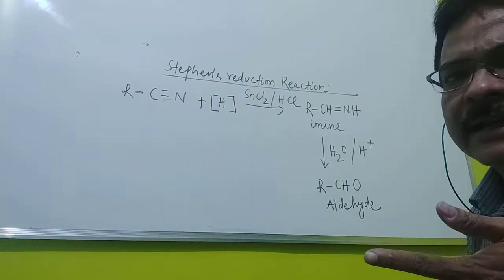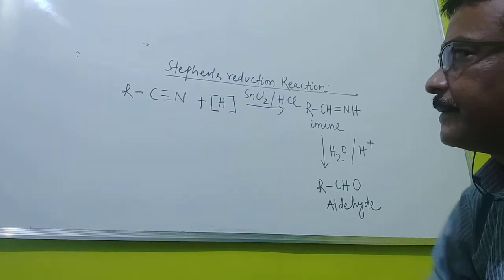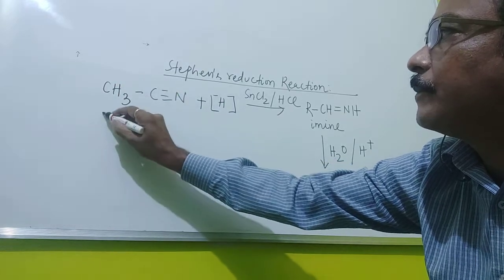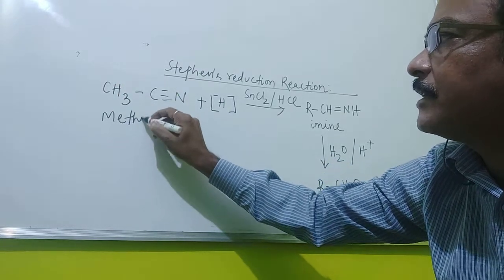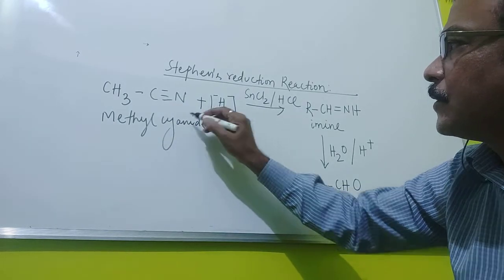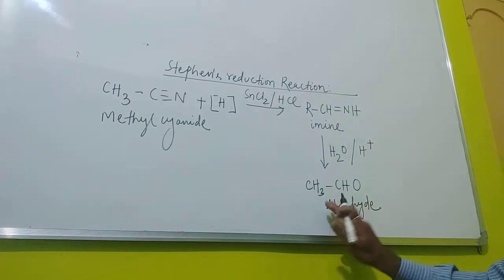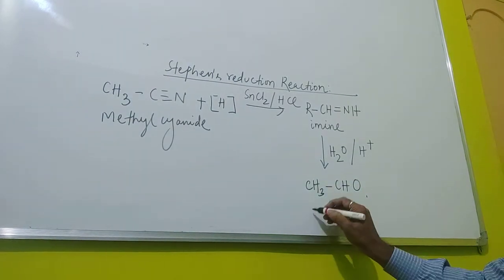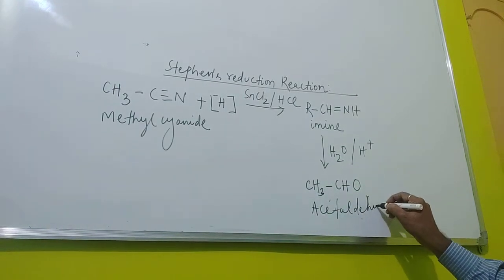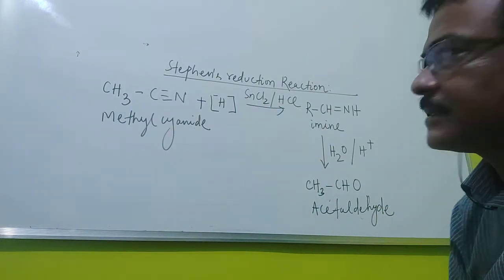So you can take any example, that is methyl cyanide or ethyl cyanide. Suppose you take here the methyl group. The name of this compound is methyl cyanide, so that you will get the end product, that is acetaldehyde. So it is completely a reduction reaction.